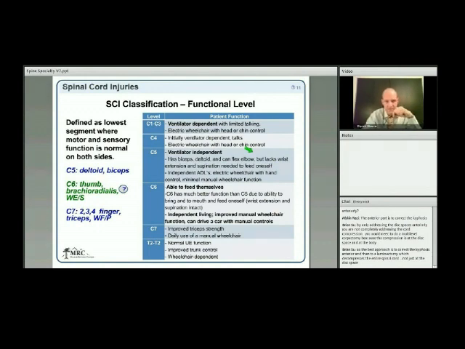This is very different than a C6 level where he does have wrist extension and he does have wrist supination, so he can actually feed himself. And this explains the significant difference between a C5 level and a C6 level. C6 levels, they can feed themselves, they can usually live independently, and they can use a manual wheelchair. This is very different than a C5 level where these patients usually can only use an electric wheelchair and cannot use a manual wheelchair.